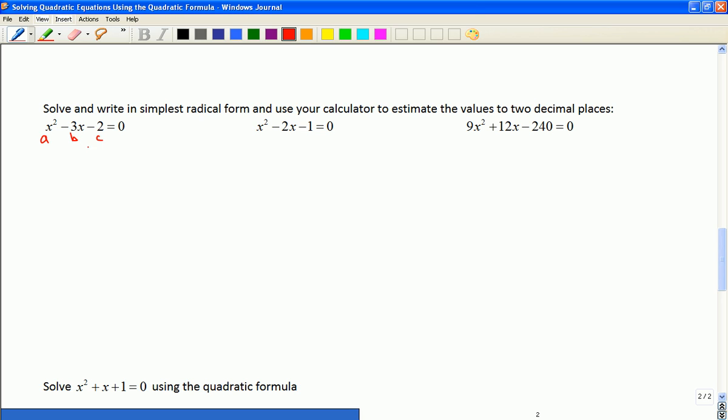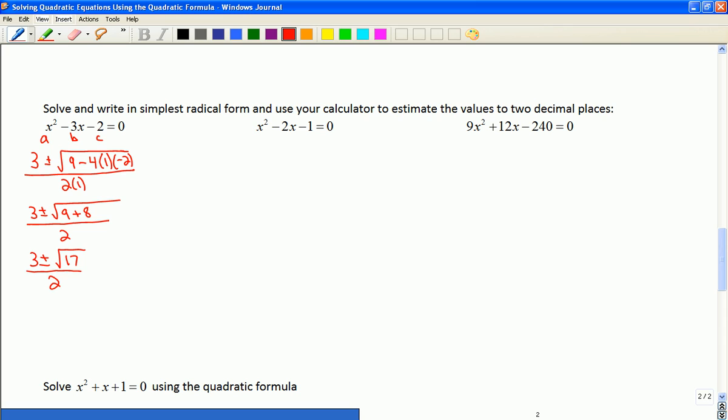So A, B, and C in here are going to give me negative b plus or minus the square root of b squared minus 4ac, all over 2a. So this will be 3 plus or minus the square root of 9 plus 8, all over 2. And I cannot simplify this anymore. No one shares any common factors, and I can't pull out any perfect squares. So that's in simplest radical form.